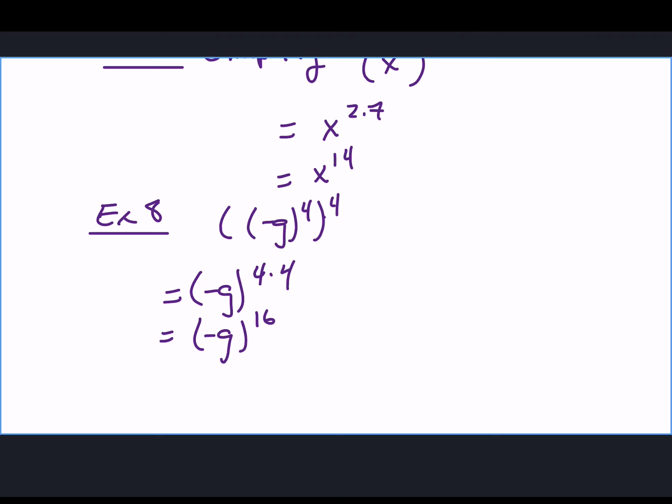Do we have an odd or even number of factors? We have an even number of factors, so our result will be positive. Very good. So what is our final simplification? G to the 16th. Very good.